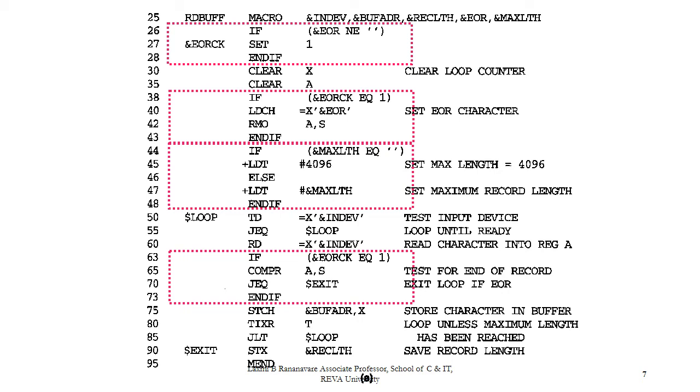Next statement is a test device. You are going to test the input device, and if it is equal, then we are going to loop back, jump on equal to a location loop, and if it is not equal, then we are going to read a character from the input device. And the next statement is, if end of record check equals to 1.